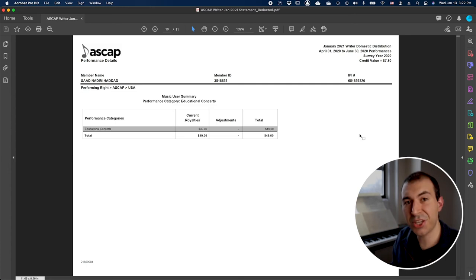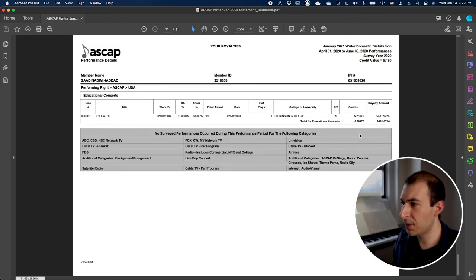Moving on. Educational concerts. This is going to be the smallest category because ASCAP doesn't count every single concert you have at a university, for example. They actually do what is called a survey. So, for example, they might take 10 of your works and only pick one of those works to be counted in the ASCAP statements, which is not that great. You know, obviously you want to earn more money, but this is the way that ASCAP does it. So we have $49 for educational concerts, and here's the breakdown.